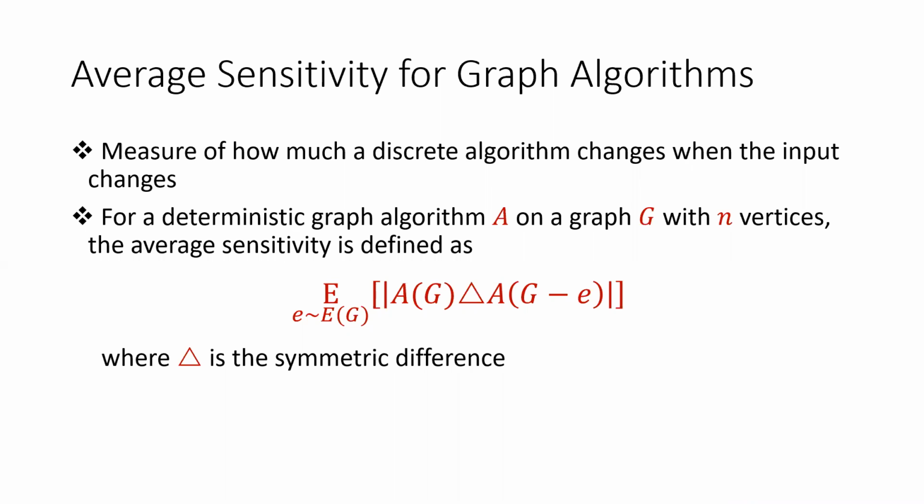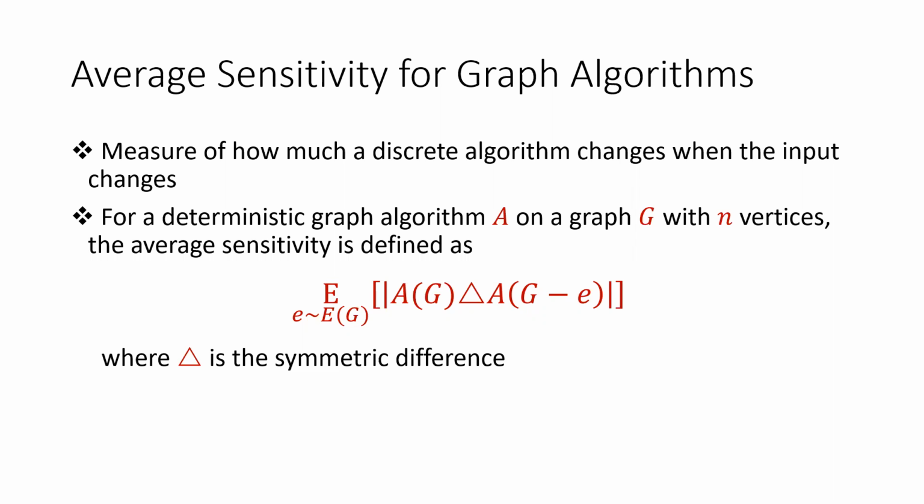Sensitivity is a measure of how much a discrete algorithm changes when the input changes. For example, for a deterministic graph algorithm A, on a graph G that has n vertices, the average sensitivity of the algorithm is defined as the expected value of the number of edges in the symmetric difference between the output of the algorithm A on the input G compared to the output of the algorithm A on the input G minus E, where the expectation is taken over all edges E in the edge set of G.